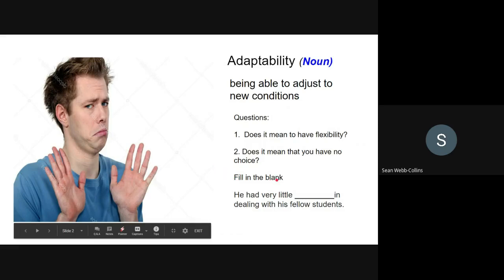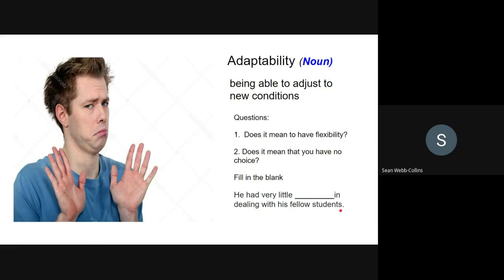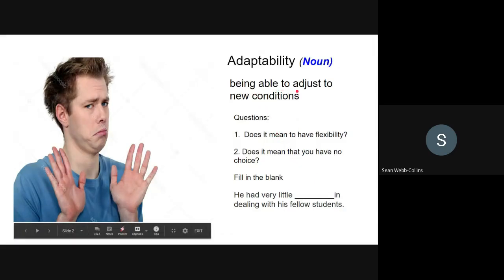And fill in the blank. He had very little adaptability in dealing with his fellow students. He wasn't very flexible. He wasn't able to adjust to new conditions.